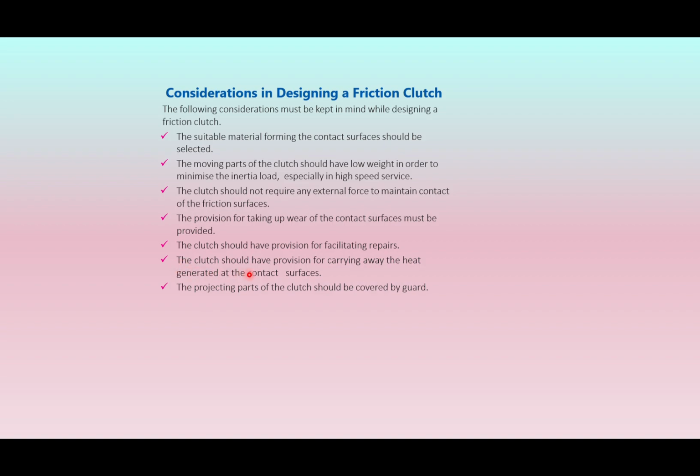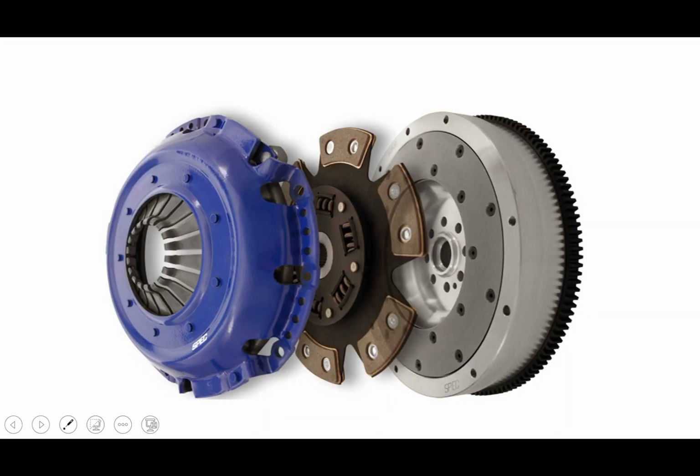The clutch should have provisions for carrying away the heat generated at the contact surface. The projected parts of the clutch should be covered by guards. These are the points that you should look at when we are doing a clutch design. This is a sample of a clutch arrangement, a single disc clutch arrangement. That's all for this slide.